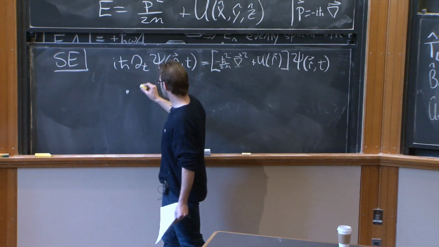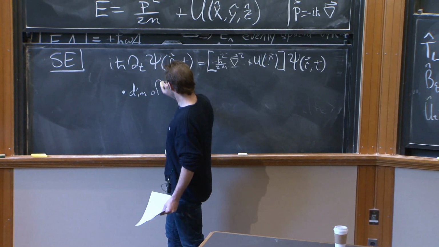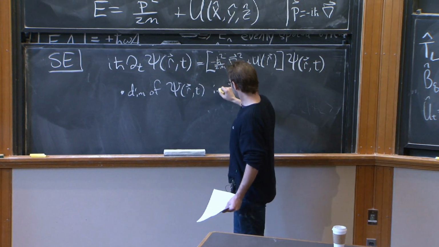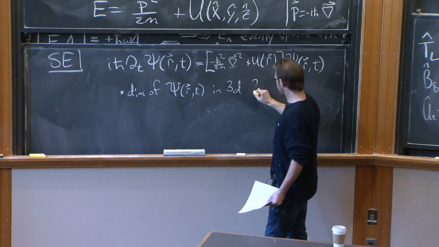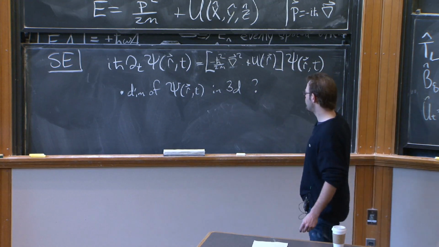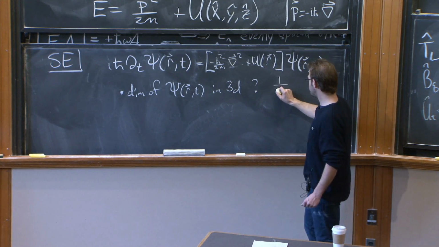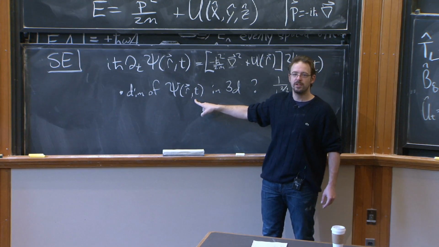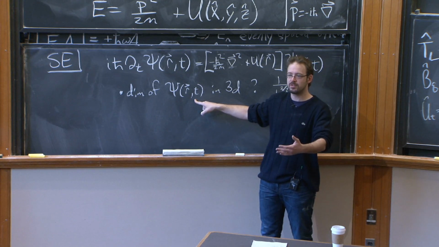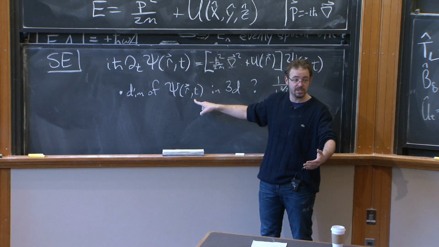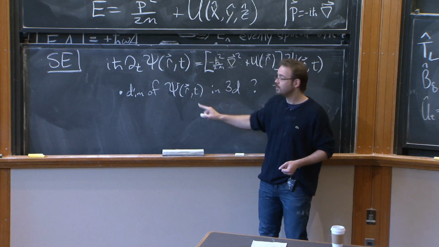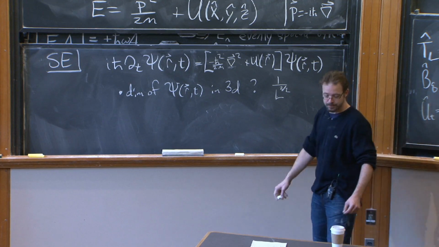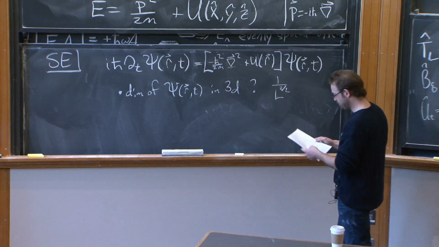Quick question, what are the dimensions of psi of r in 3D? Yeah, 1 over length to the 3/2. And the reason is, this norm squared gives us a probability density, something that when we integrate it over all positions in a region, the integral d3x, is going to give us a number, a probability. So its dimension must be 1 over L to the 3/2. Just the cube of what it was in 1D.